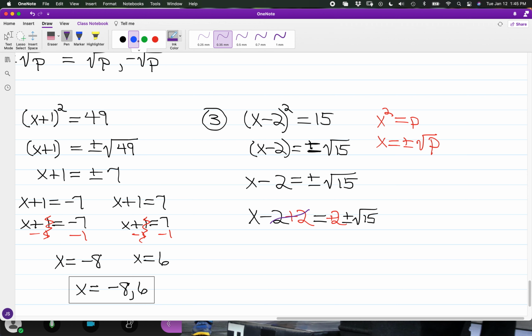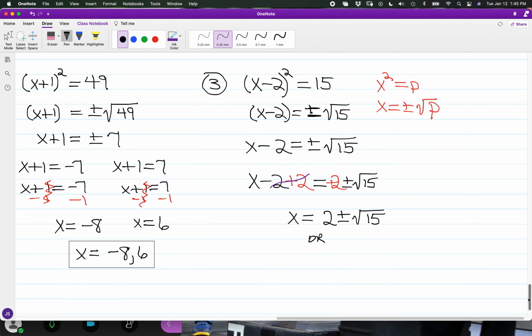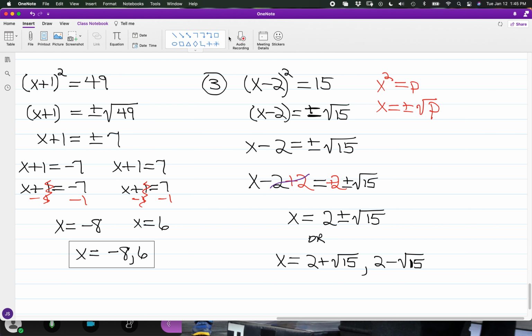Now for compact notation, we have x is equal to 2 plus or minus the square root of 15. If you were to itemize, you would have at the upper end 2 plus the square root of 15. Now at the lower end, you would have 2 minus the square root of 15. And so those would be the results in this case.